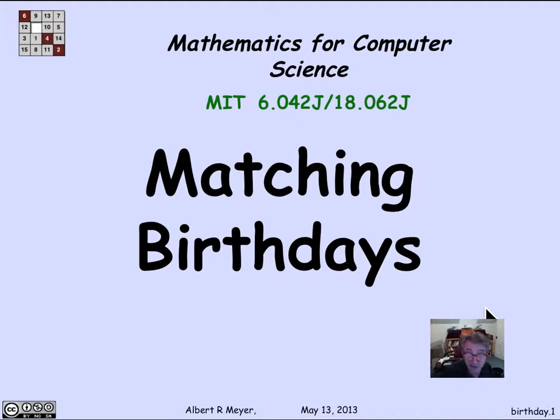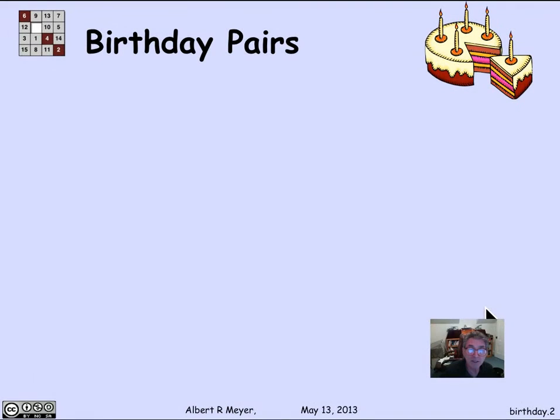It's actually 2/3. And by the time you get to a class of 110, which is what we have data for and we're going to be looking at, it turns out that the odds are almost 750,000 to 1 that you'll have a couple of people with matching birthdays. So let's look at the matching birthday problem a little bit more today.